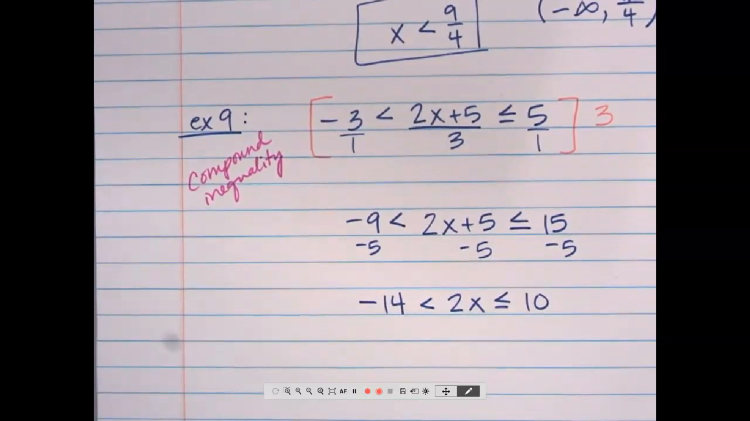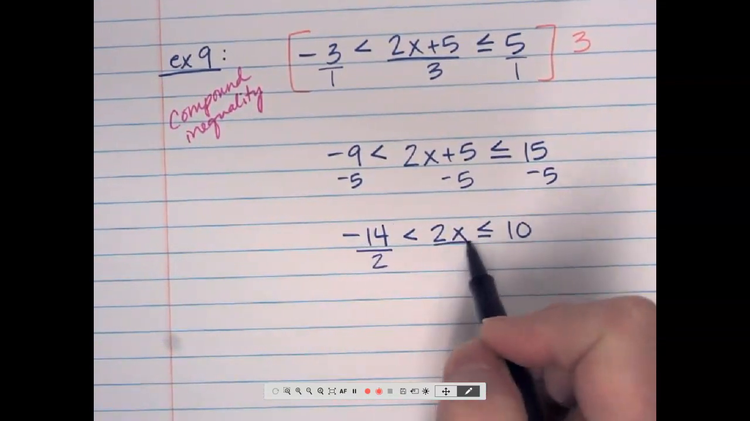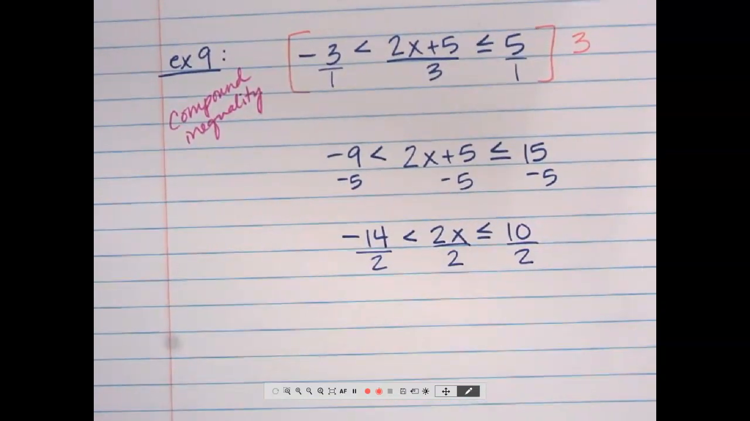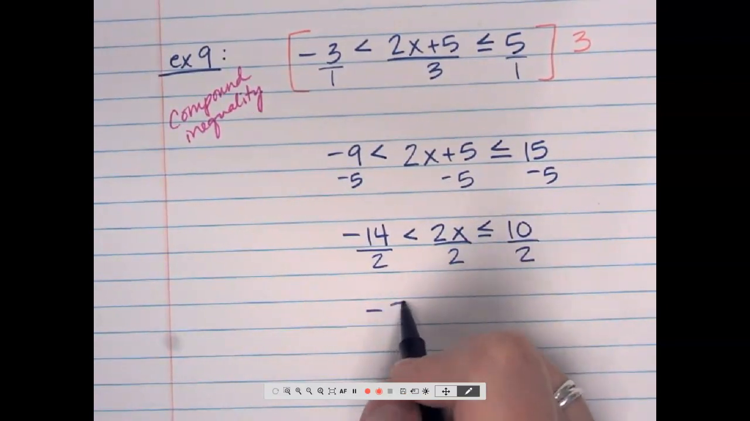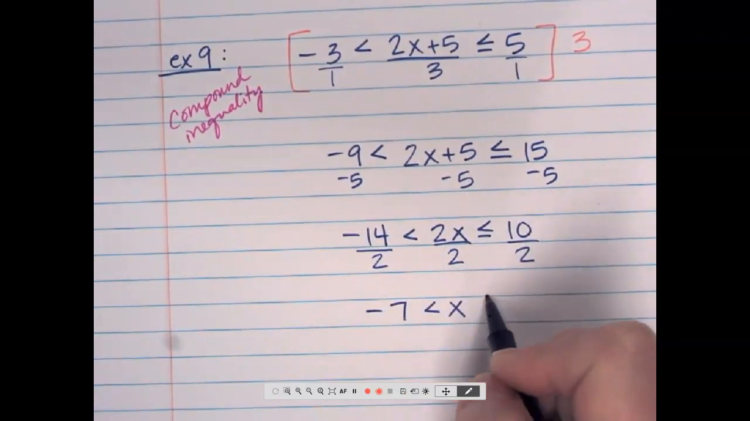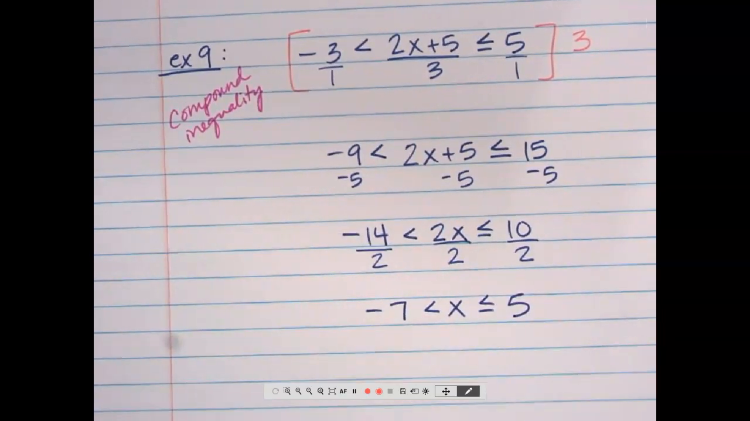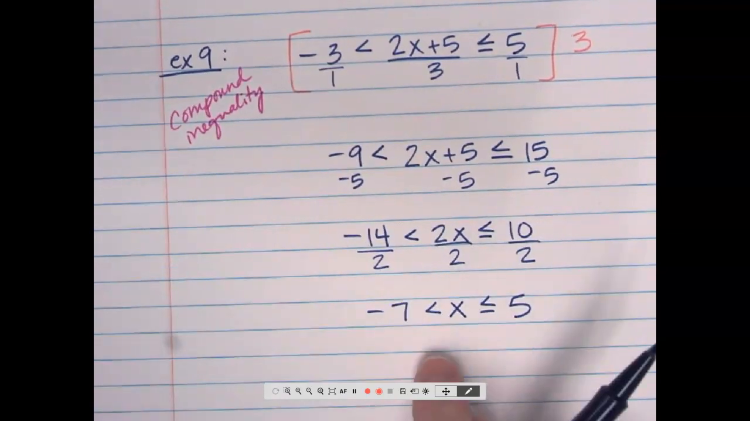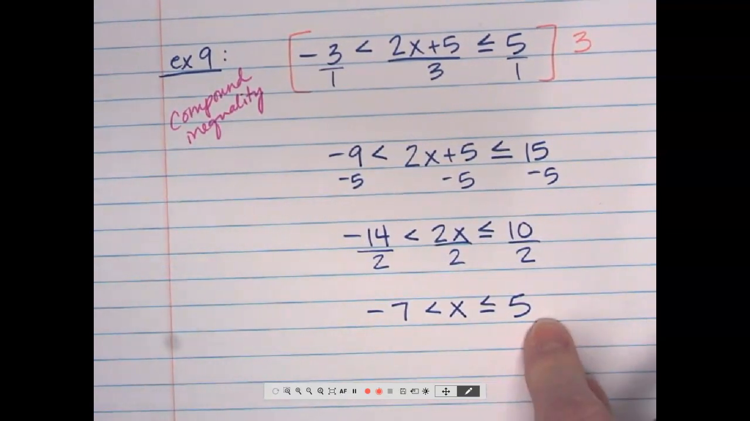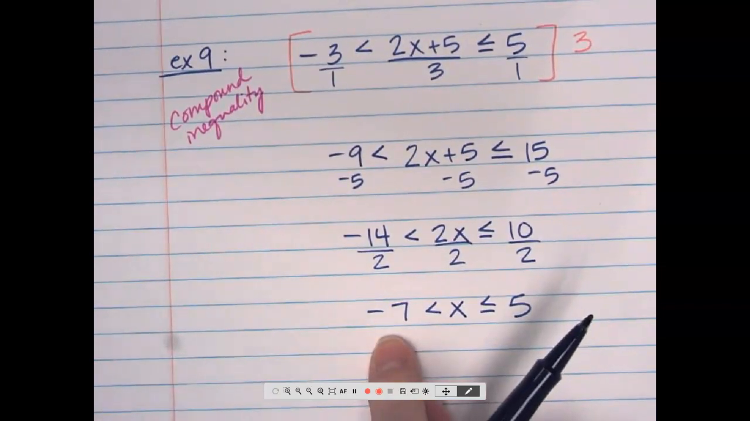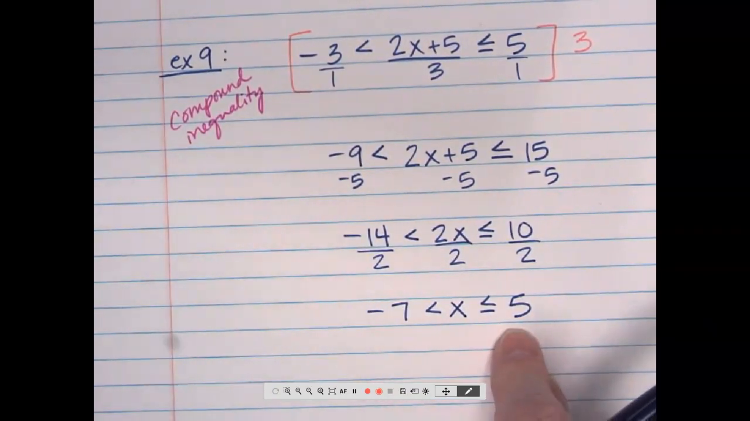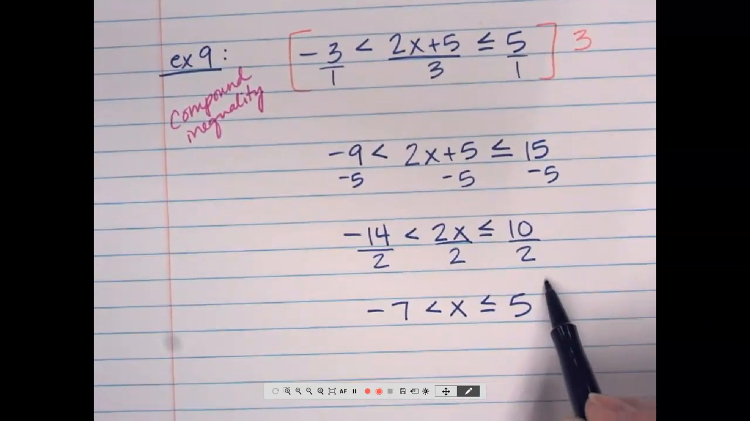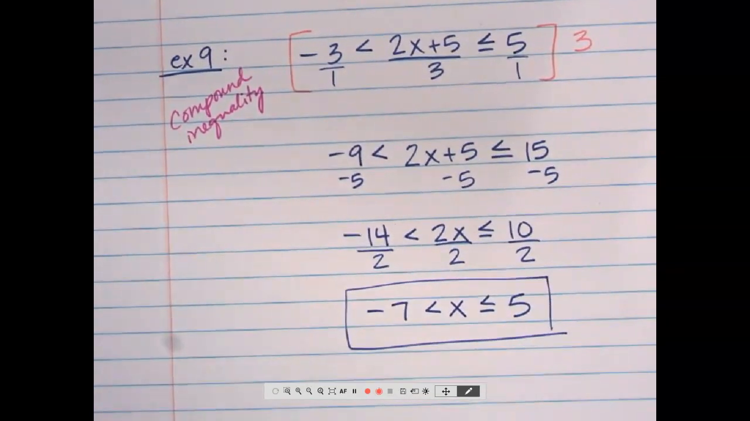One more step to get x by itself. Divide by 2. But all 3 parts get divided. So this is negative 7 is less than x is less than or equal to 5. Okay, so if I were shading a number line, I would have an open circle here, a closed circle on the 5, and shade between. If it's interval notation, I'd have parentheses negative 7, comma 5 bracket. Include the 5, don't include the negative 7. Question?